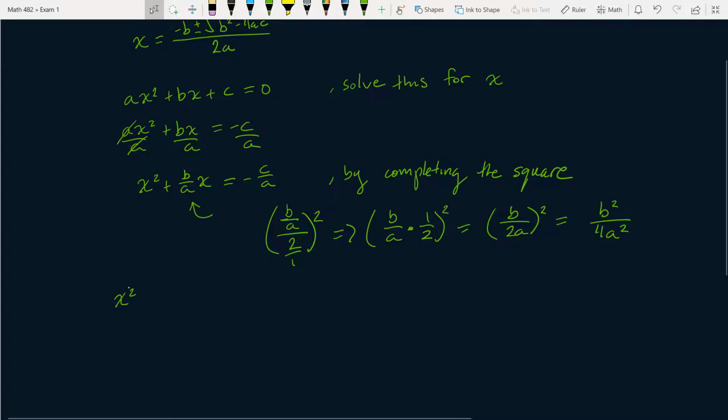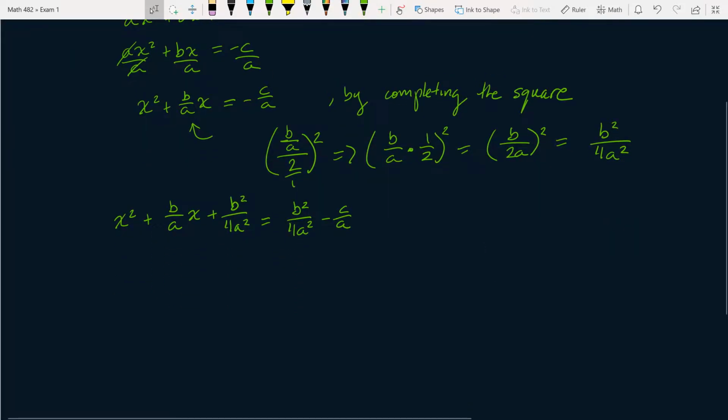So we're going to get x squared plus b over a x plus b squared over 4a squared, and that's going to equal b squared over 4a squared minus c over a. Now we're going to clean up this side, and at the same time clean up this side too. So here we're going to make these the same denominator so we can subtract them. We can do the difference.